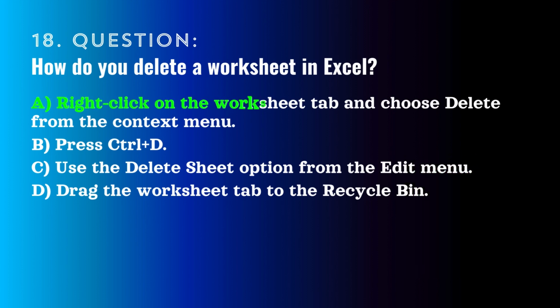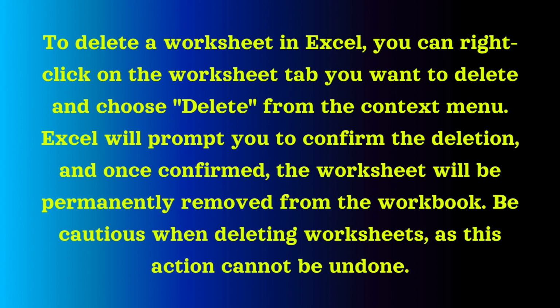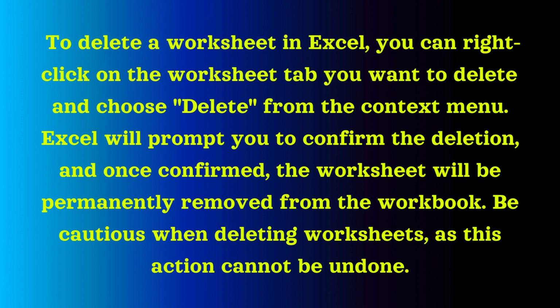So the correct answer is Option A. Right-click on the Worksheet tab and choose Delete from the context menu. To delete a worksheet in Excel, you can right-click on the Worksheet tab you want to delete, and you can simply choose Delete from the context menu. Excel will prompt you to confirm the deletion, and once confirmed, the worksheet will be permanently removed from the workbook. Be cautious when deleting worksheets, as this action cannot be undone.